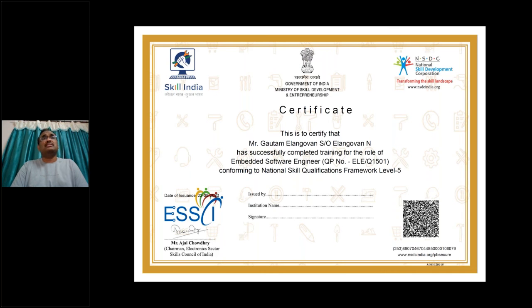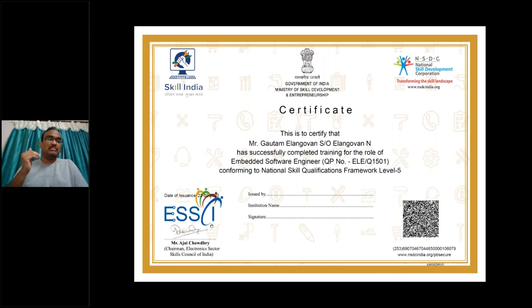Once you apply for the certification, the assessment panel from NSDC, and we come under something called the Electronic Sector Skill Council of India, you can see it in the bottom left of that, right? The panel will come from there, they will assess you, and then they will award you the certificate, right? You can see that this comes from the Ministry of Skill Development and Entrepreneurship, Government of India. You'll be getting that for Embedded Software Engineer, level 5.